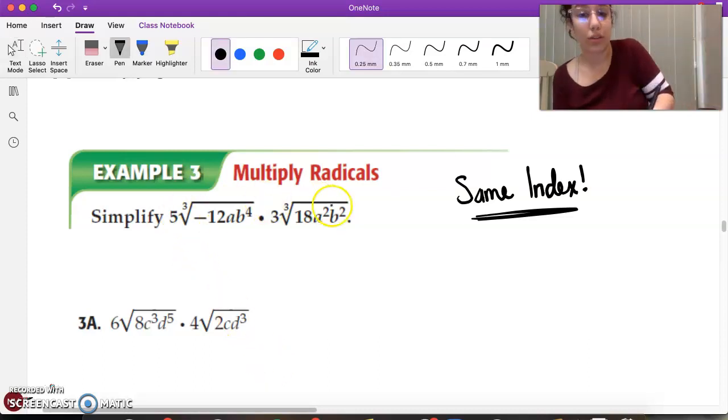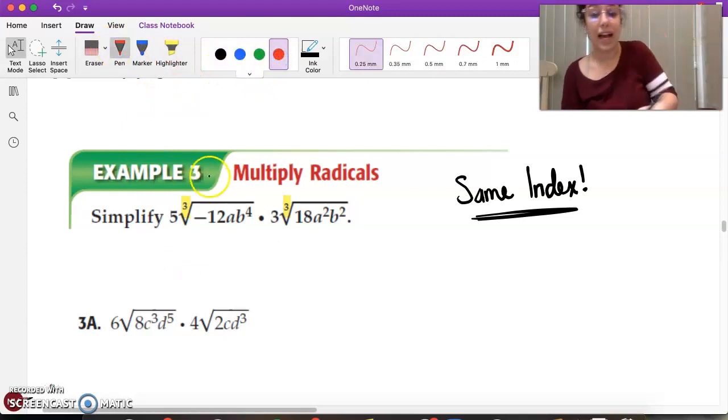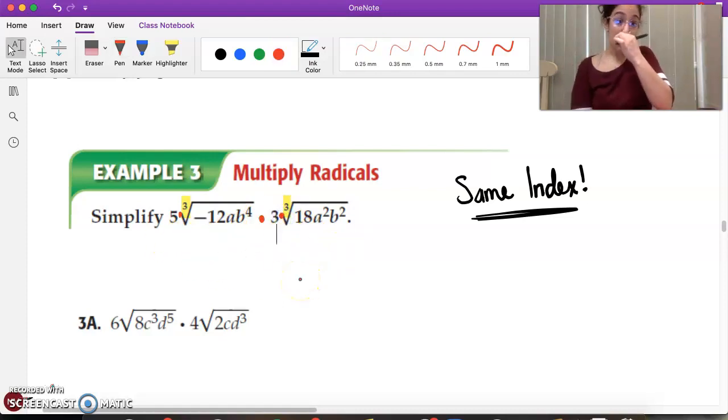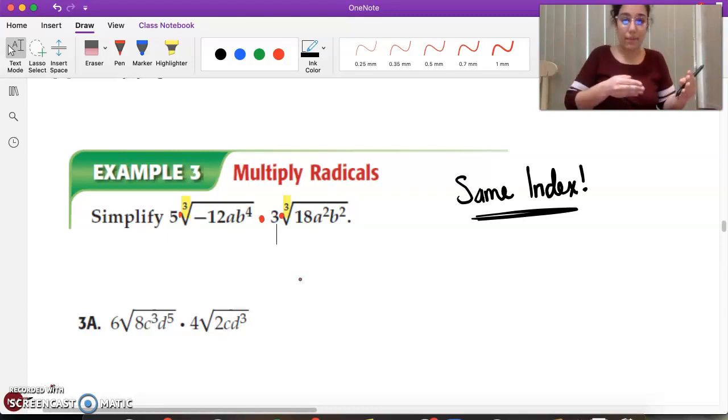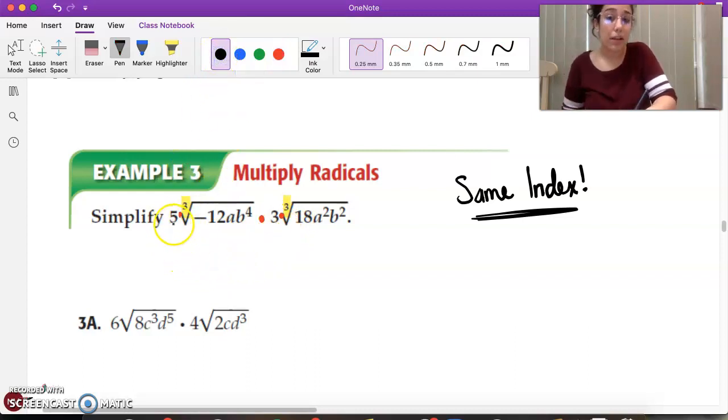So the first thing we're going to do here is say, do they have the same index? The answer is yes. So we can move on from there. Now, the good thing about multiplication and division is that everything is being multiplied together, right? It's 5 times the radical times the number, everything is being multiplied together. So with multiplication, it's commutative. The order of multiplication does not matter, so you can do it either which way. So we're going to move the order around. We're going to bring the 5 and the 3 together, and we can multiply 5 times 3.